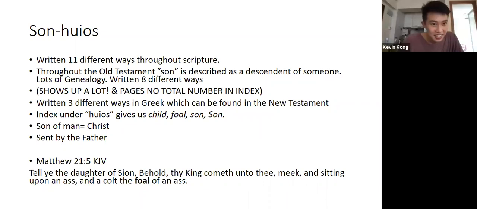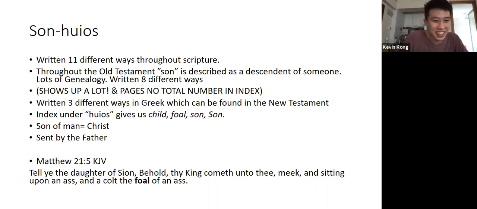And then Son, there was a lot to Son. In the same way, there was a lot of genealogy, like, this is the son of. But I did find this one interesting. When you look in the index for Son, it gives you child, foal, son, and then Son of Man equals Christ and the one sent by the Father. But in this verse of Matthew 21:5, foal is still that same reference. And I just thought it was a fun read.